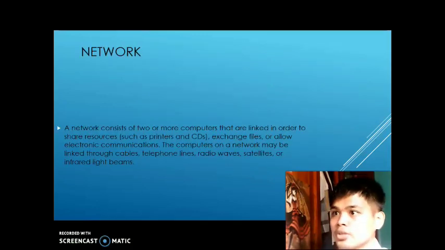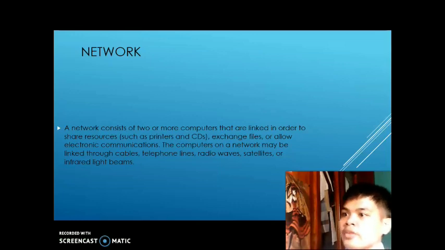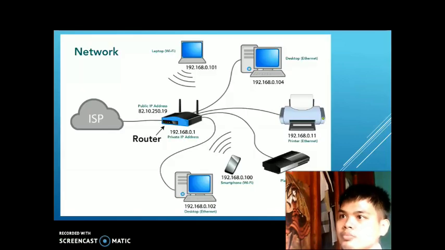Network. A network consists of two or more computers that are linked in order to share resources such as printers and CDs, exchange files, or allow electronic communication. The computers in a network may be linked through cables, telephone lines, radio waves, satellites, or infrared light beams. And this is an example.